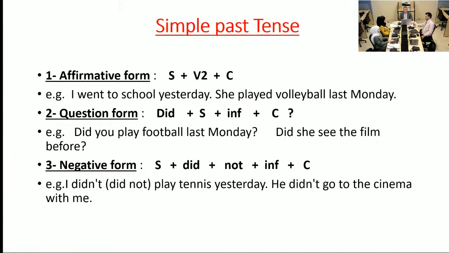In the question form, we use did plus subject plus infinitive. For example, did you play football last Monday? Did she see the film before? In the negative form, we use subject plus did plus not and infinitive. For example, I didn't or I did not play tennis yesterday. He did not go to the cinema with me.